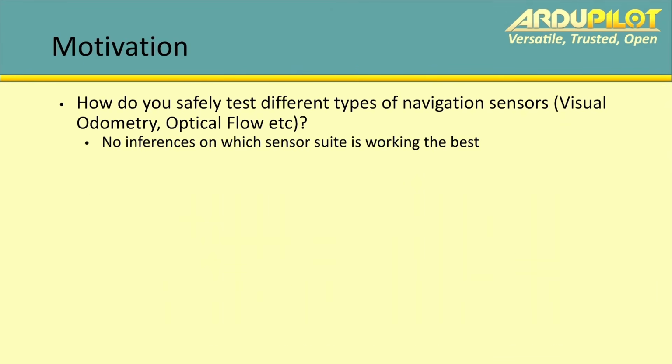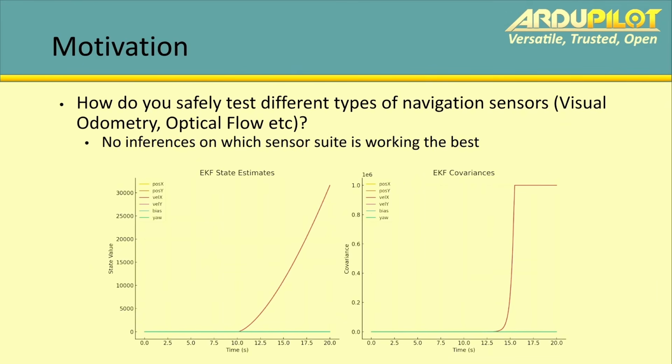Yeah, so moving on to the work that I've actually done and the motivation behind it. If you have a setup that isn't just a GPS, say you have GPS, you have optical flow sensors, you have an external navigation kind of system working, how do you know which sensor you want to use?